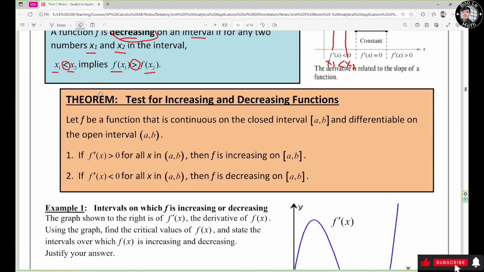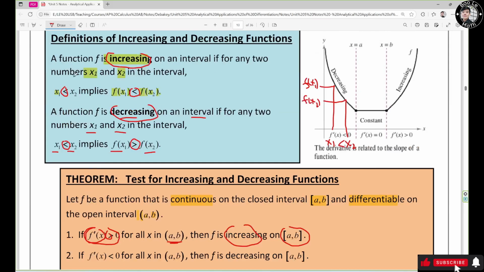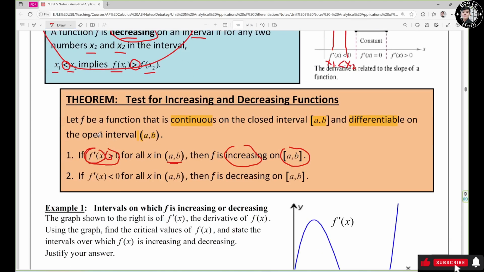Now we're going to talk about the theorem, the test for increasing and decreasing function. Let f be a function that is continuous on the closed interval a, b, and differentiable on the open interval a, b. If f prime of s greater than 0 for all s in the open interval, then f is increasing on the closed interval a, b. Greater than 0 is going to be increasing. Keep in mind this is different from the definition. The definition talks about the function f of s, while the theorem talks about the function f prime of s, so you need to be careful. Number 2, if f prime of s less than 0 for all s in the interval a, b, then f is decreasing on this interval. So less than 0 is going to be decreasing.